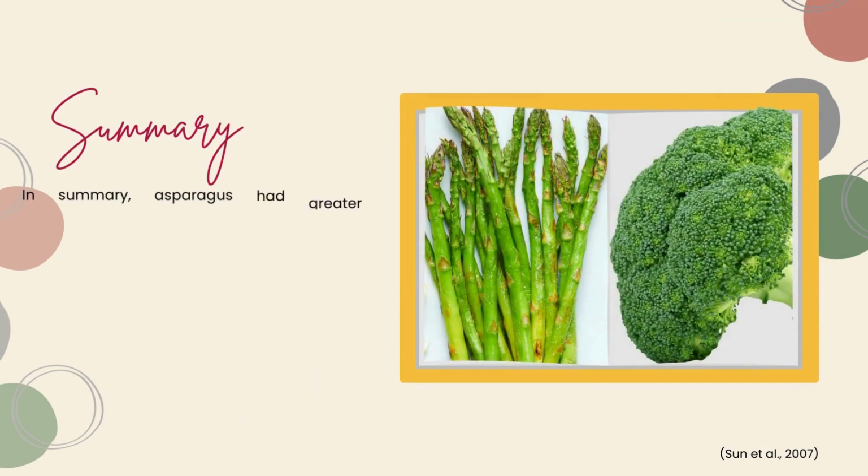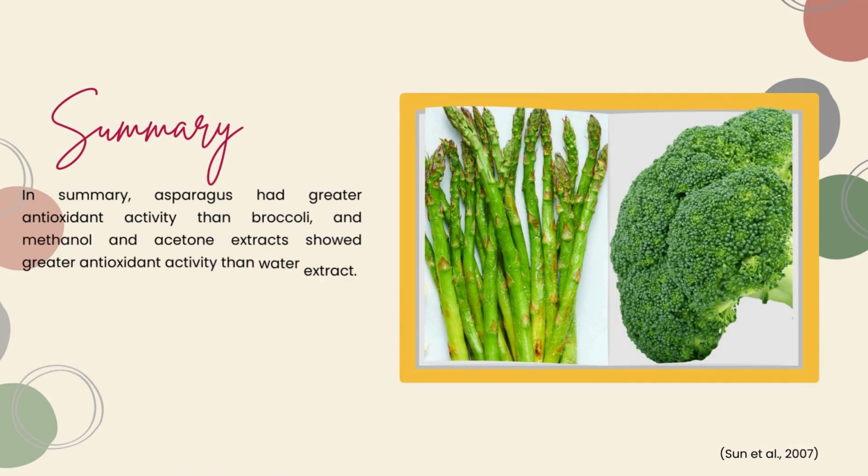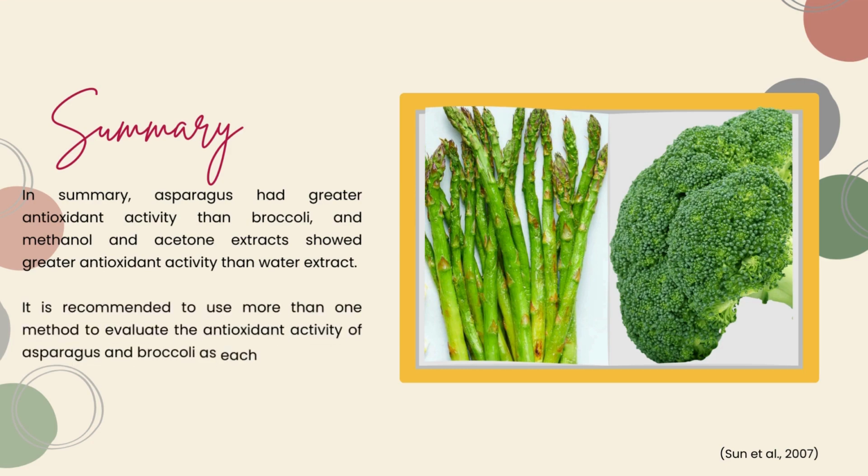In summary, asparagus had greater antioxidant activity than broccoli, and methanol and acetone extracts showed greater antioxidant activity than water extract. There was no significant difference in total phenolate content between asparagus and broccoli, but asparagus had higher contents of flavonoid than broccoli. The antioxidant activity demonstrated a significant relationship with flavonoid content in asparagus and broccoli. It is recommended to use more than one method to evaluate the antioxidant activity of asparagus and broccoli, as each assay has its own mechanism.